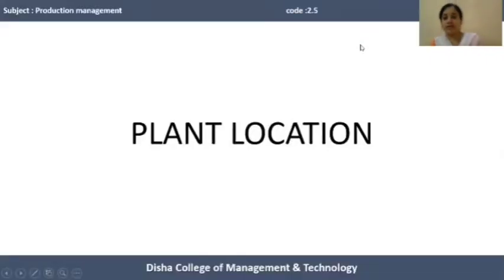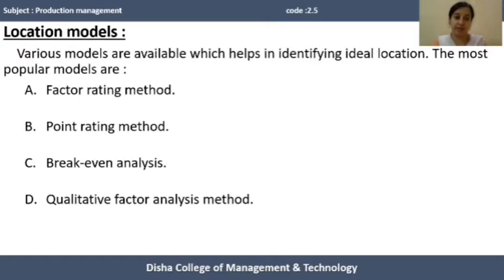Good morning, students. In my last class, I discussed various steps in location selection, means what steps an industrialist should adopt for identifying a good or an ideal location for his plant. Today, I will discuss another topic of plant location, that is various location models. What we will discuss in this topic? In this topic, we will discuss various mathematical models that are available for identifying a good or an ideal location for the plant.